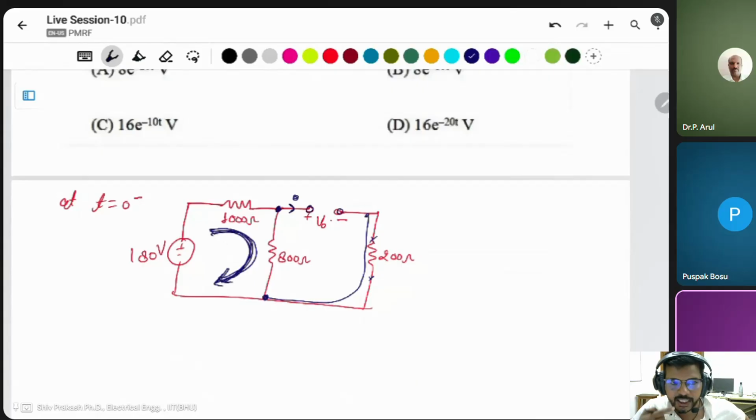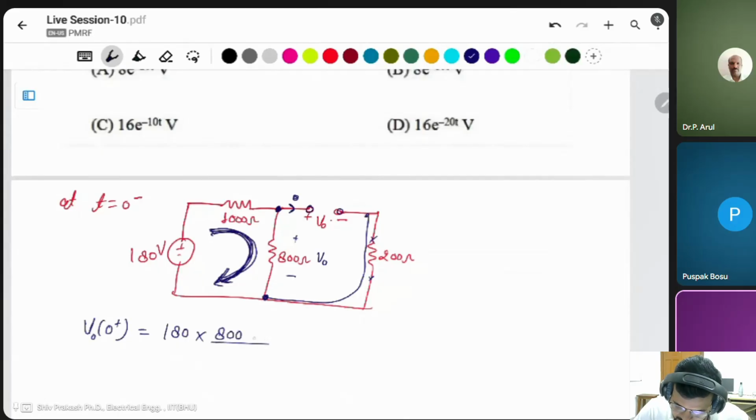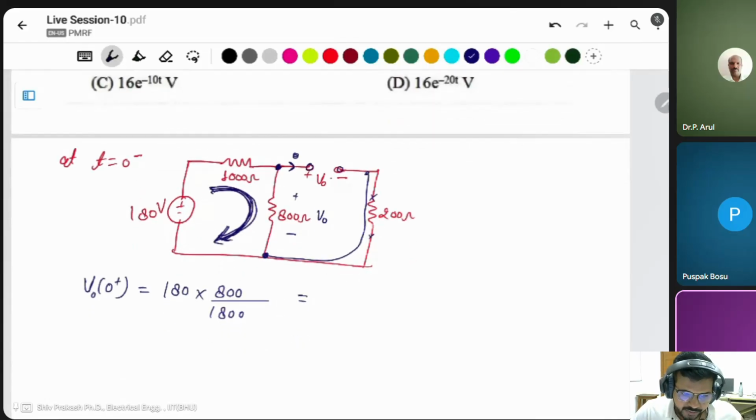For series connected resistors, you can use the current divider rule. Sorry, voltage divider rule. Then V naught is the same as appears here also. V naught at 0 plus is equal to the voltage divider: total voltage, and the resistor across that one is 800 ohm divided by the total resistor 1800 ohm. 1000 plus 800 is 1800. So the double 0 cancel out, 18 cancel out, this will be 80 volt.